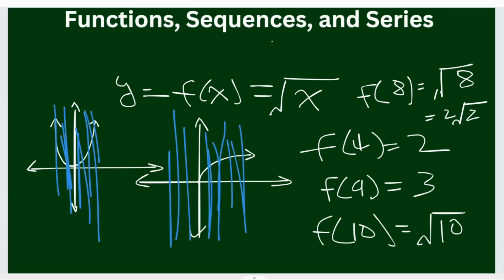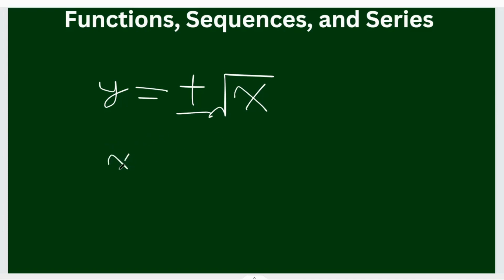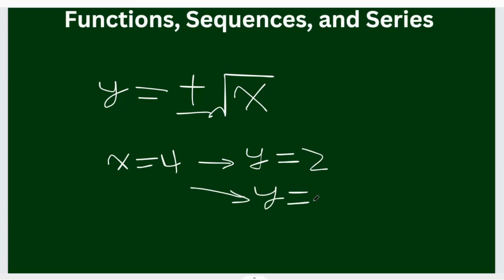Now let's take a look at an example of where you do not have a function. So for instance, let's say that you have y equals positive-negative square root of x. So this time we're allowing for the negative values. Well, let's see. If x is equal to 4, then what does this give us? Well, y is equal to 2, right? However, we also get y equals negative 2.